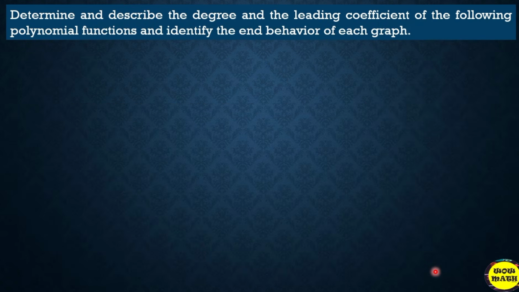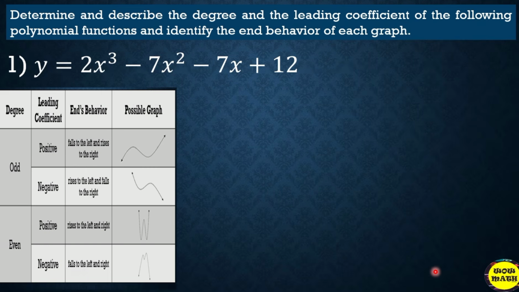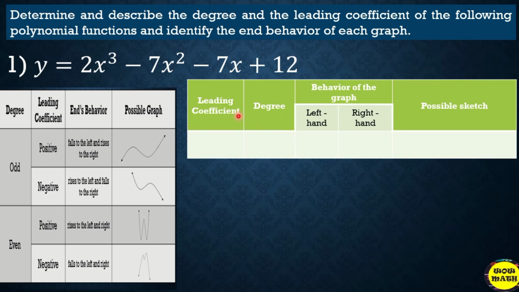Okay, for example, determine and describe the degree and the leading coefficient of the following polynomial function and identify the end behavior of each graph. So y is equal to 2x cubed minus 7x squared minus 7x plus 12. So, ito yung dinescuss ko kanina. So, ito yung magiging guide natin. So, first, kunin natin yung leading coefficient natin. Kukunin natin sa term kung saan nandun yung mataas na exponent. So, ito yon. So, ang leading coefficient natin is 2 and that is positive.